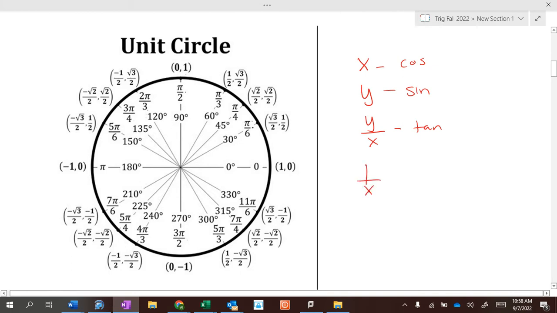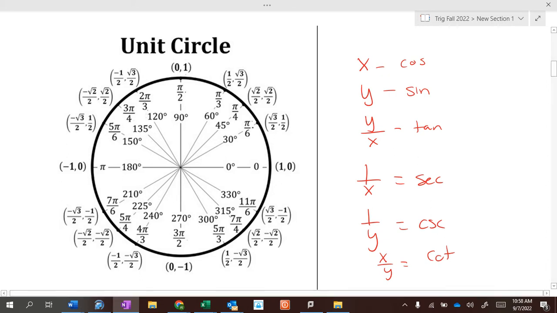Then 1 over x will be your secant. 1 over y will be your cosecant. And x over y will be your cotangent. Okay? That's how to read a unit circle.